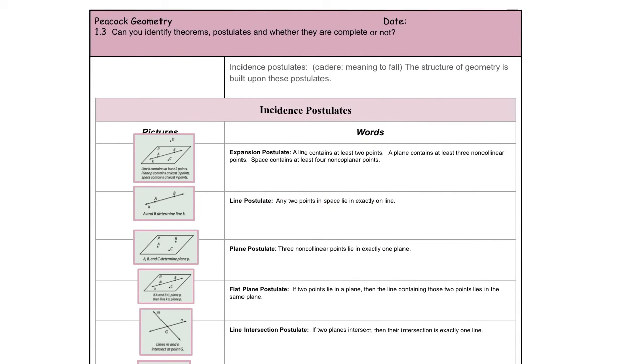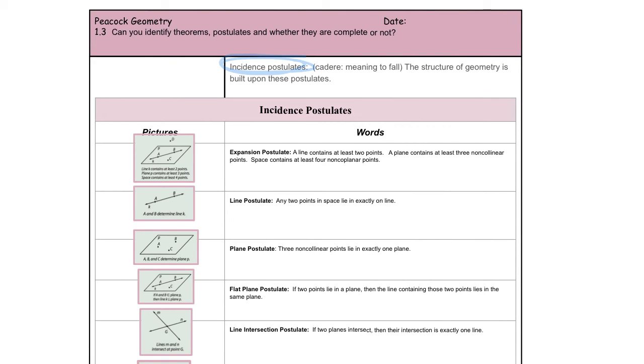Okay, so we are going to look at incidence postulates. Incidence comes from in, meaning in or on, and cadra, meaning to fall. Therefore, the structure of geometry is built upon these postulates. So these are postulates you need to have in your back pocket. We're not proving any of these true. We are taking these as truths.